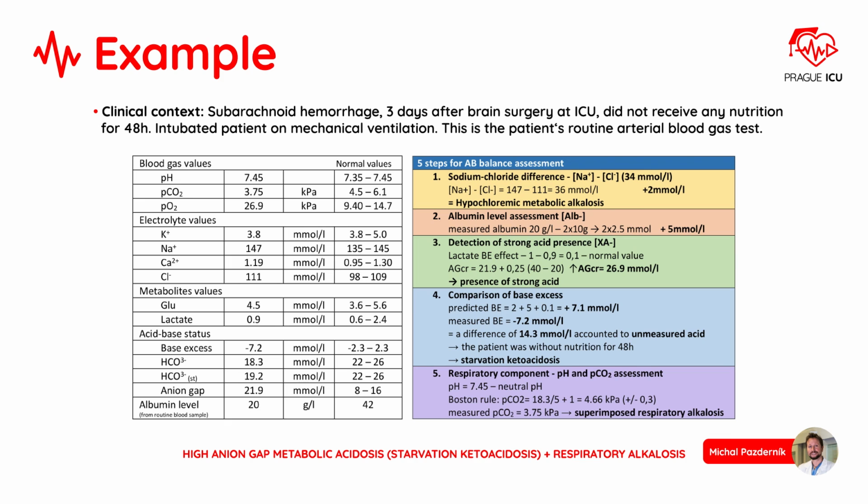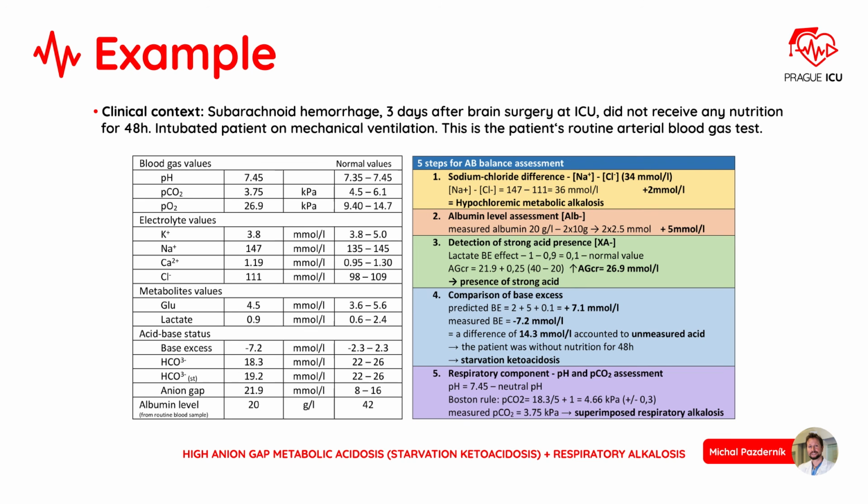Step 1. Sodium chloride difference is 36, 147 minus 111, which is 2 millimoles per liter above the normal value of 34. In terms of base excess, it's plus 2 millimoles per liter for step 1. Step 2. Measured albumin is 20 grams per liter, hence 2 times 2.5 millimoles per liter for each 10 gram per liter decrease of albumin from the standard of 42 grams per liter accounts for another 5 millimoles of positive base excess. Step 3 looks at the effect of lactate.